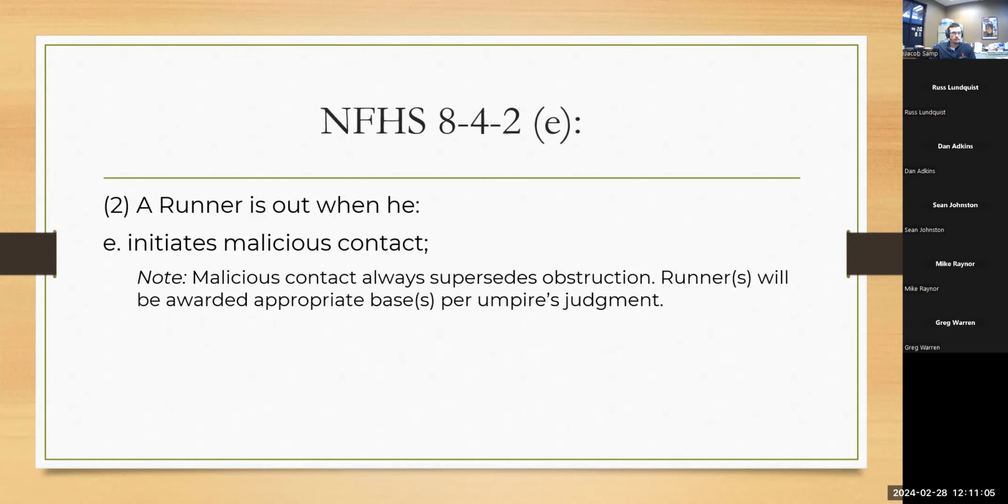Runners out. The reason that I made sure to include this slide here is the note in the rule book: malicious contact will always supersede the obstruction. And then we award bases conservatively in our judgment. And remember, we can absolutely get together on this, just to make sure everybody's on the same page and make sure we appropriately and conservatively place the runners.